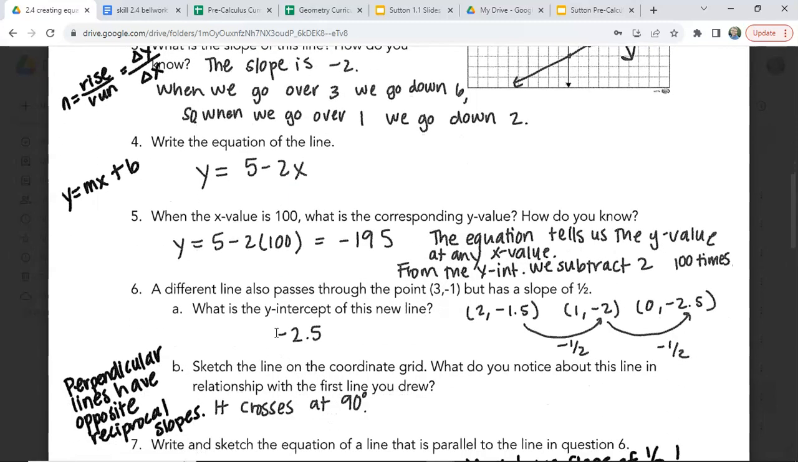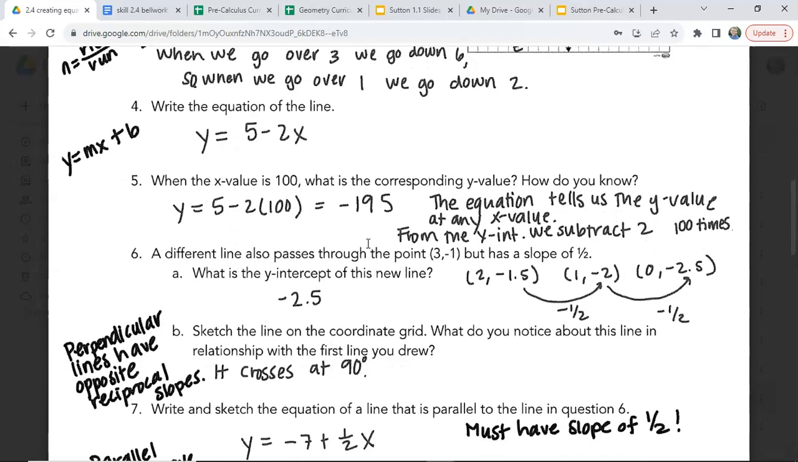When the x value is 100, what is the corresponding y value? So we want to plug in x into our equation to find the y value. So -2 times 100 is -200, and then 5 minus 200 is -195. The equation tells us the y value at any x value: from the y-intercept, we subtract 200 times.